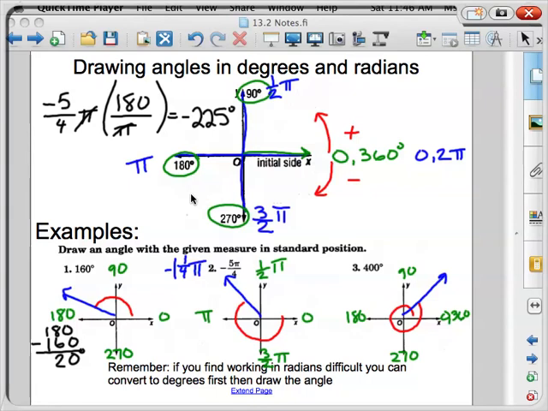All right, good luck. You have problems 1 through 6 at the bottom of this page to practice now.